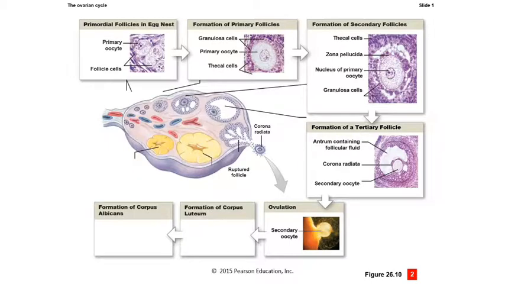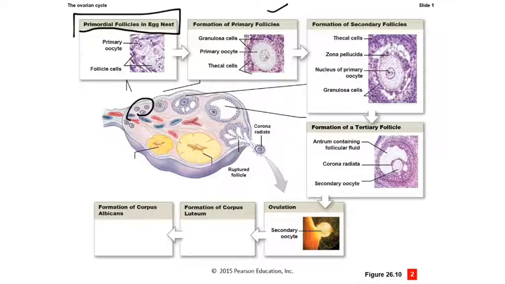So let's put this into a picture. In the cortex of the ovary, there are thousands and thousands of these primordial follicles. They've been sitting there since before birth. They're surrounded by a simple squamous epithelium. Every month or so, through the follicular phase of the ovarian cycle, some of those primordial follicles will be selected and they will form primary follicles.